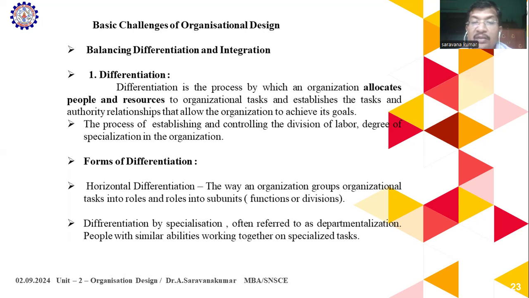So in differentiation, the keywords are allocating people and resources. So what are the forms of differentiation? Horizontal differentiation, differentiation by specialization, and vertical differentiation. So we will see one by one. Horizontal differentiation: we know horizontal is nothing but the flat structure. So horizontal is the way an organization groups organizational tasks into roles and roles into subunits, functions, or divisions. Differentiation by specialization, often referred to as departmentalization: people with similar abilities working together on specialized tasks.